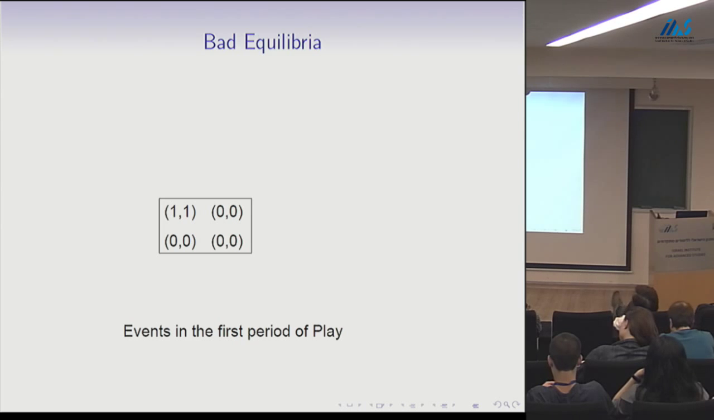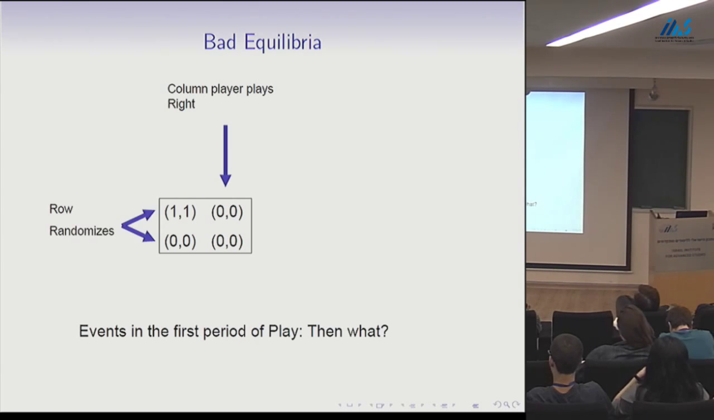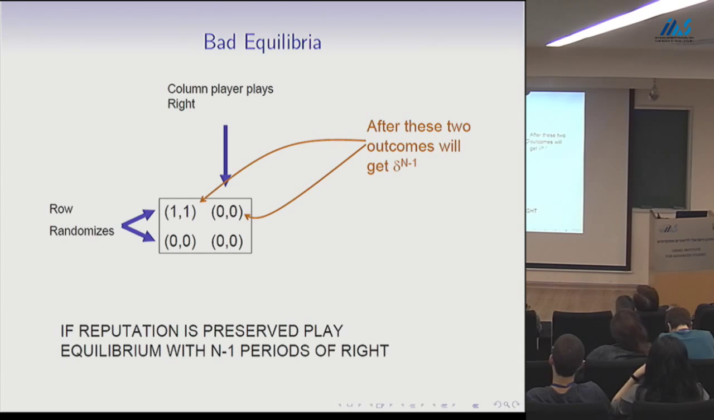So how are we going to do this? Well, let's imagine we're building the first period of this bad equilibrium. The column player is going to play right, the row player is randomizing. And so now we need to be precise about continuation payoffs. What happens after today? Well, if the row player played top, we're going to ignore the deviation from the column player to playing right. We're going to treat it like nothing has happened. And after these two events today, we're going to go to n-1 periods of 0 and then 1 thereafter. We're going to get delta to the n-1. So if reputations are preserved, we keep going.